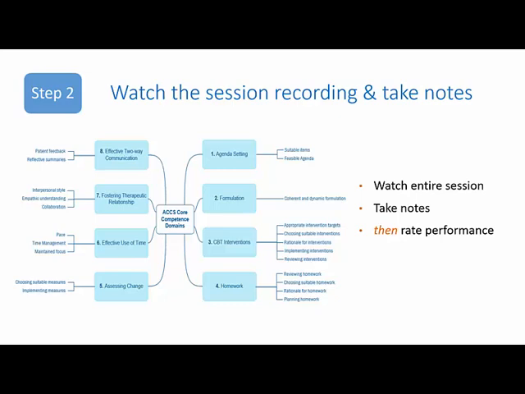So the next thing is to watch the session recording and to take some notes. What we would suggest doing is watching the entire session and taking some notes throughout, and then coming back and looking at the specific items and domains afterwards to rate performance on that 4-point rating scale. This is something that will get quicker with repeated use of the scale. On first use, it does take a little more time.